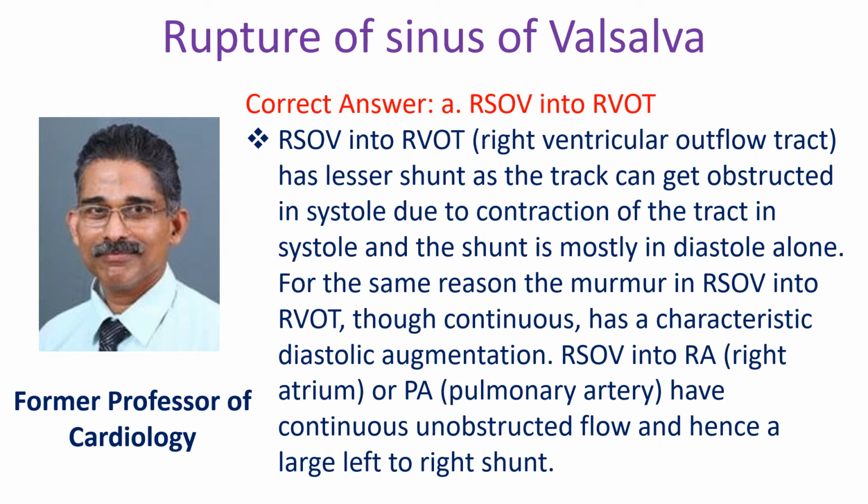RSOV into RVOT. RSOV into right ventricular outflow tract has lesser shunt as the tract can get obstructed in systole due to contraction of the tract in systole, and the shunt is mostly in diastole alone. For the same reason, the murmur in RSOV into RVOT, though continuous, has a characteristic diastolic augmentation. RSOV into right atrium or pulmonary artery have continuous unobstructed flow and hence a large left to right shunt.